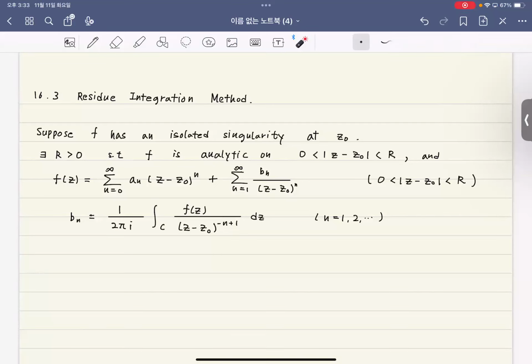And in particular, suppose that we plug in n equals 1 here. Then if you plug in n equals 1, this is minus 1 plus 1, so everything is raised to the power of zero. So basically, you can simply ignore this denominator. So b1 is 1/(2 pi i) times the integral over C of f(z) dz.